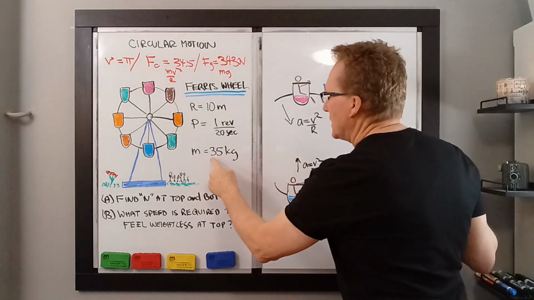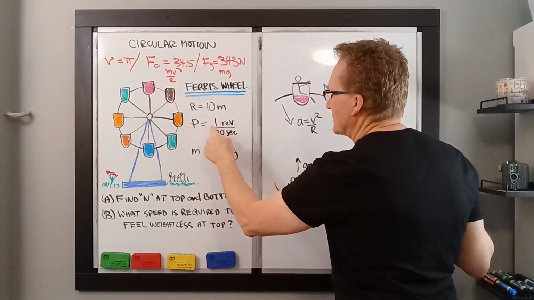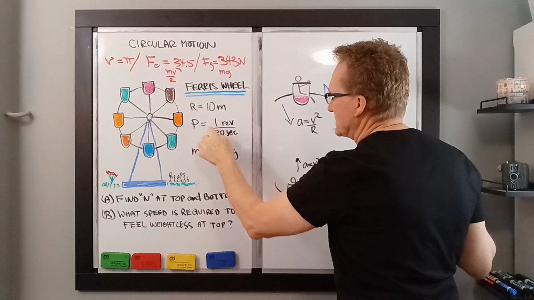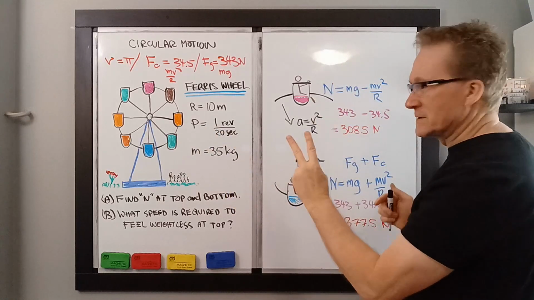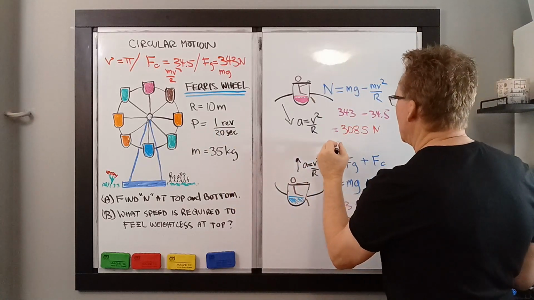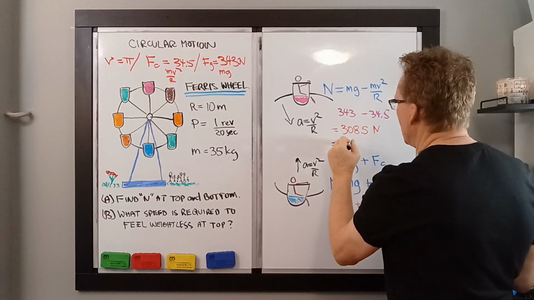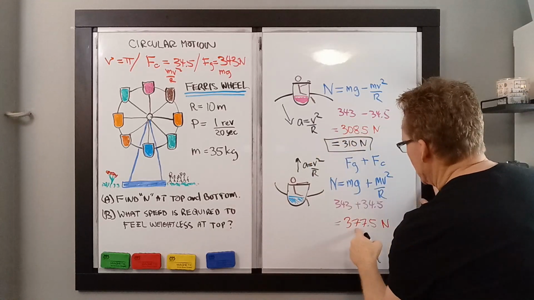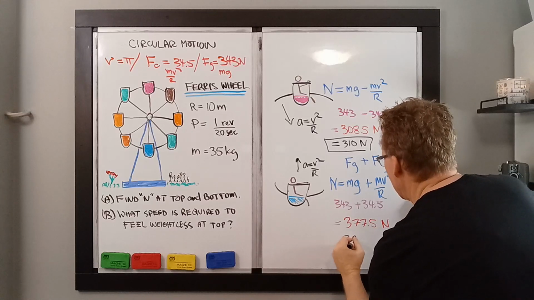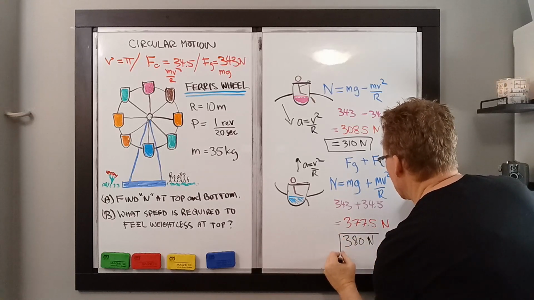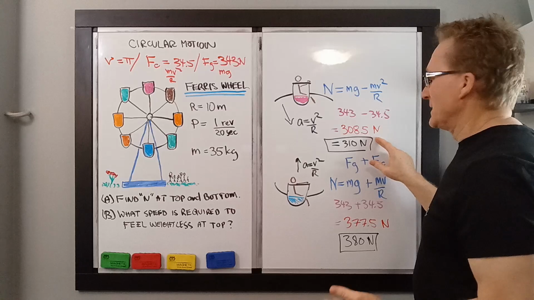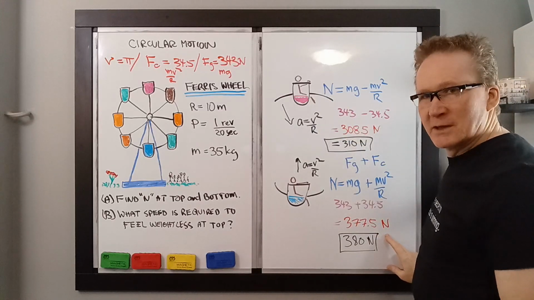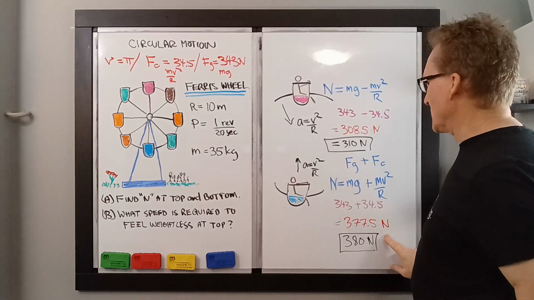Let's do that now. Here we have two significant figures. Here we have two. I'm guessing you would call this two significant figures since one revolution would be considered exact and it's over 20 seconds. So let's go with two significant figures. This should then be 310 newtons, and this should round up to 380 newtons. That's the force that the seat is going to have to push up on the person at the top. And this is the force that the seat's going to have to push up on the person at the bottom.